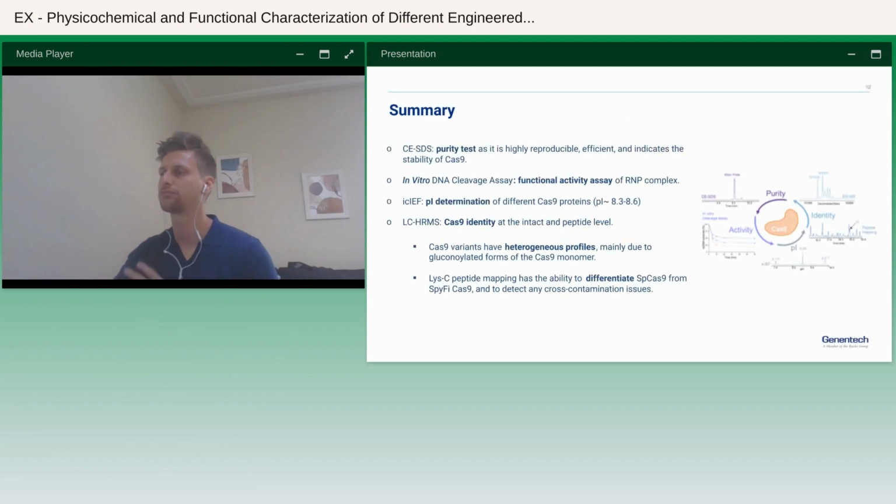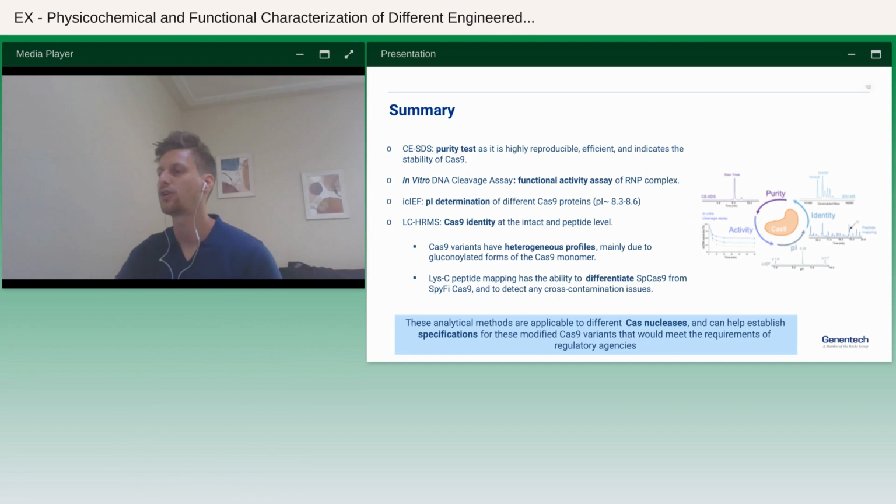Here I gave you a summary of all the different methods that we can use for Cas9. We can use CE-SDS as a purity test. We can do in vitro DNA cleavage to have more information about the functional activity of the RNP complex. We can determine the pI value by iCIEF. And of course, we can use mass spec to have some information about Cas9 identity at the intact and peptide level.